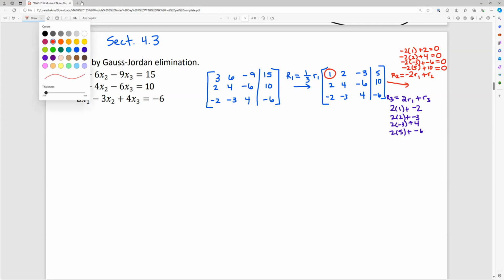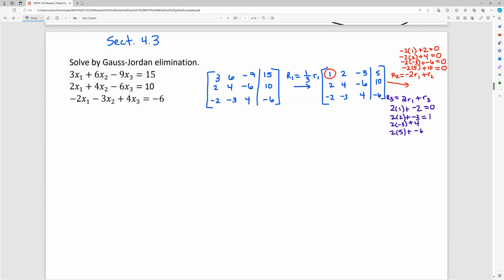Okay, so let's look at row 3. We're going to get a 0. 4 plus a -3 will be a 1. -6 plus a 4 will be a -2. And 10 plus a -6 will be a 4.